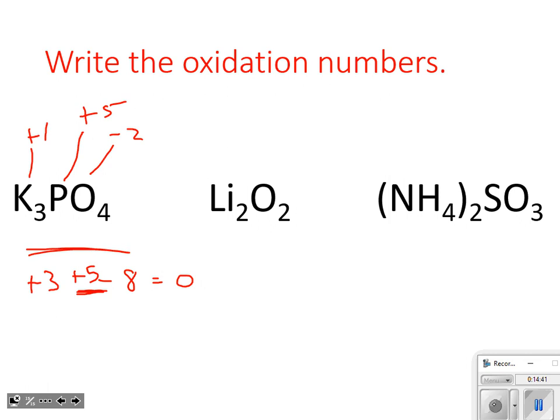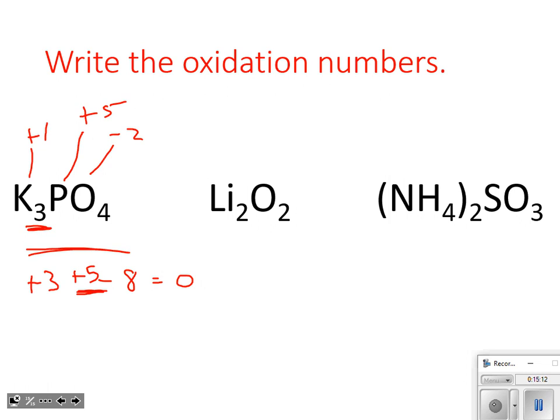What was your question, Will? Okay, I would agree with that. But we have a compound here, we don't have just a polyatomic ion. So even though you're right that would be a +3 charge, there's the 3 that's going to counteract with that. Okay? Now let's look at the middle one here, Li2O2.